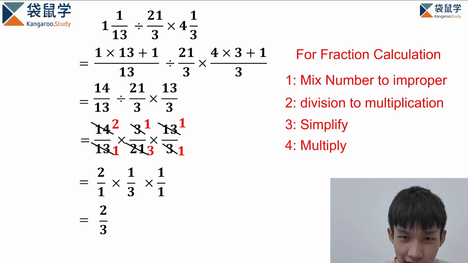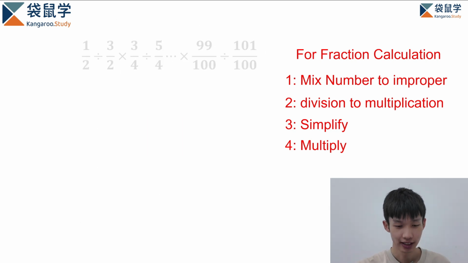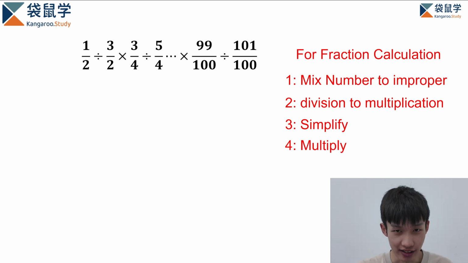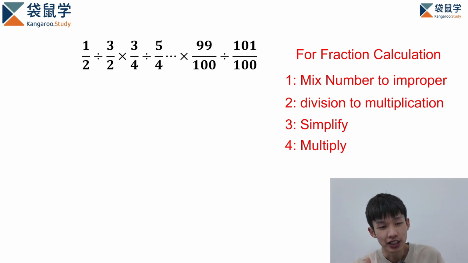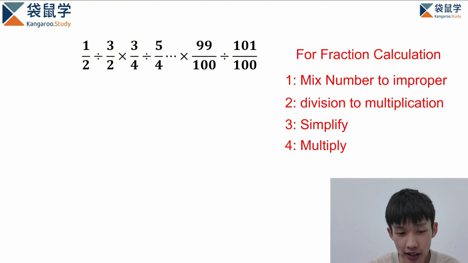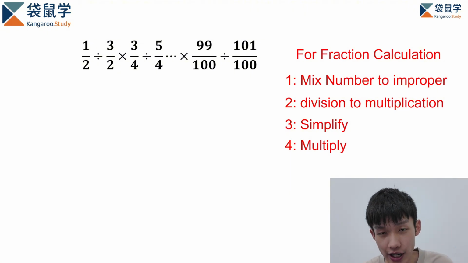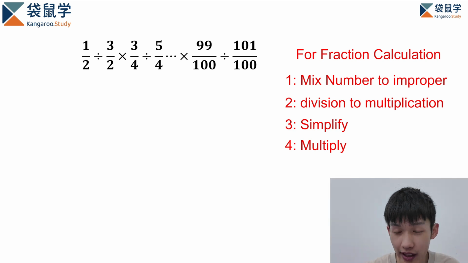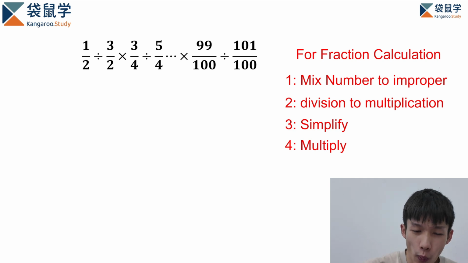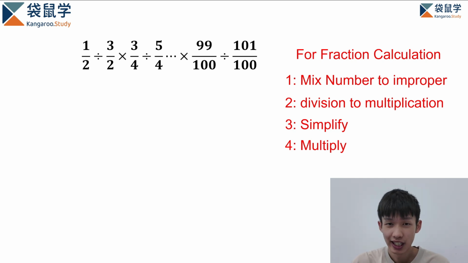And let's move on to the next level. Here we have a very long calculation. Let's read it first. 1 over 2 divided by 3 over 2 times 3 over 4 divided by 5 over 4 times, and so on, times 99 over 100 divided by 101 over 100. That's a whole long calculation. If we calculate one by one all the way to 101, it will be very troublesome. But let's see what we can do by following our stages.